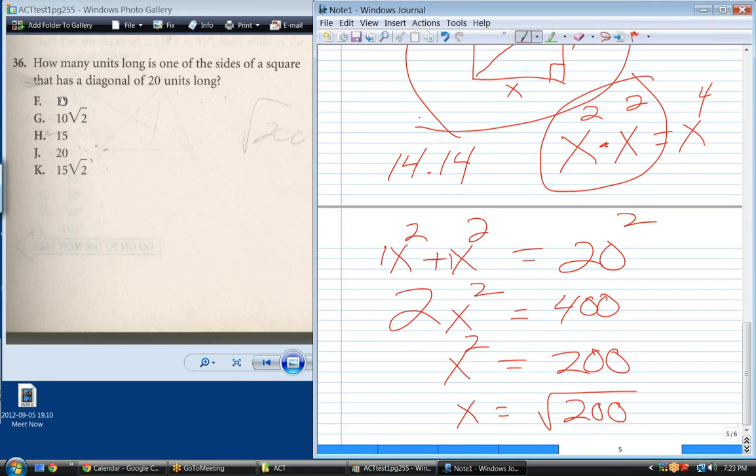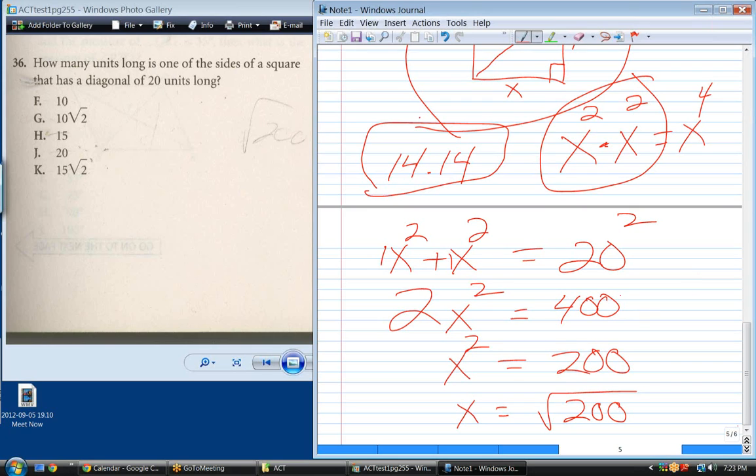Certainly it's not F. It's not H, not J. And this number here is bigger than 14. So the only thing left is G. So the calculator helped you a little bit. In other words, you could actually use the calculator to get the right answer.